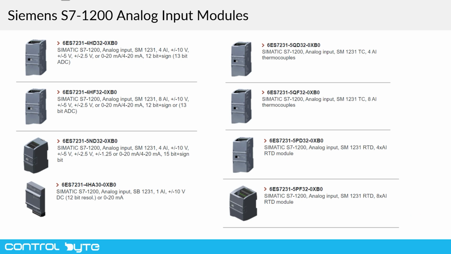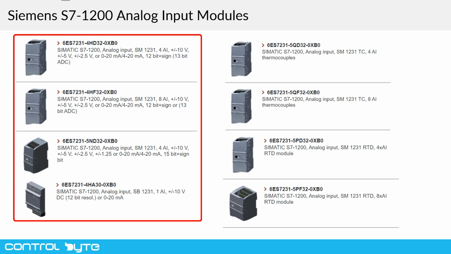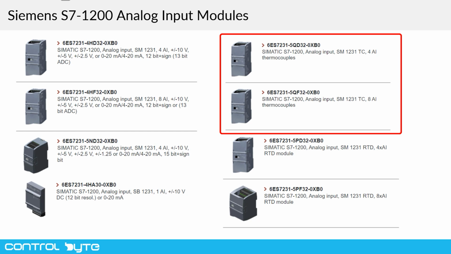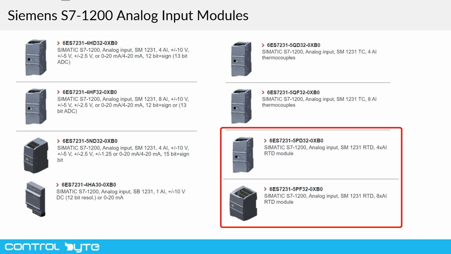The Siemens S7-1200 PLC supports various analog modules for measuring voltage, current, resistance, and temperature. Voltage and current input modules process signals of different types. You can find here, for example, plus minus 10 volts, plus minus 5 volts, plus minus 2.5 volts, or current signals, 0 to 20 milliamps, 4 to 20 milliamps. Thermocouple modules measure temperature using sensors like type J, K, or T thermocouples. RTD modules, resistance temperature detectors, are designed for precise temperature measurement for sensors like PT100 or PT1000.